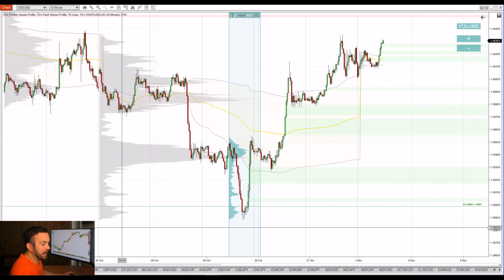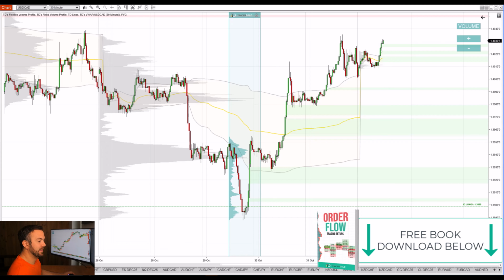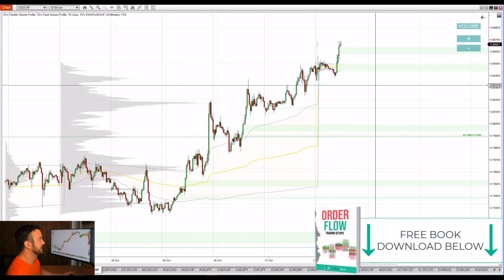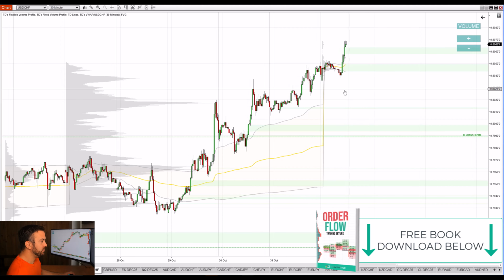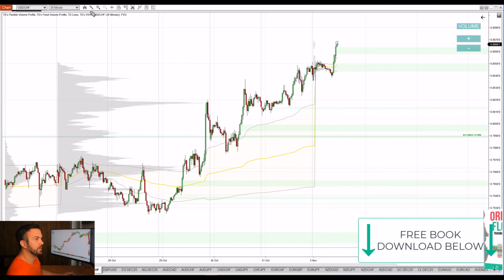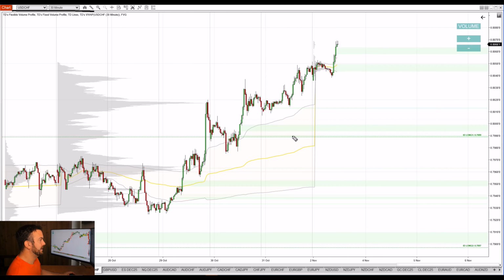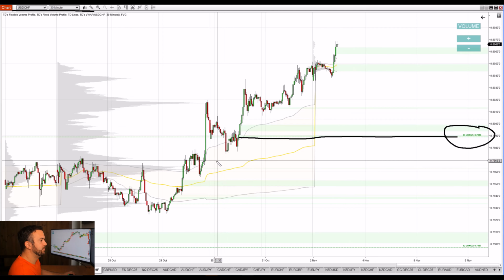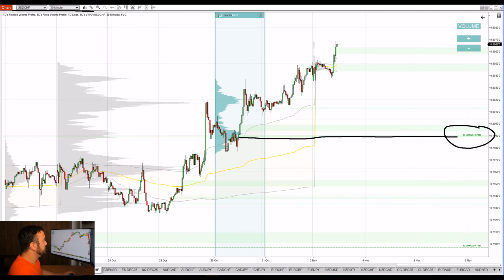Now let us take a look at the next trading idea, and the next one is on the US dollar Swiss franc. So this is a 30-minute chart of the US dollar Swiss franc, and the level that I want to talk about is this level at 1.7989. This is a support, and let me show you what it is based on. It is based on heavy volume zone from which strong trend activity started.